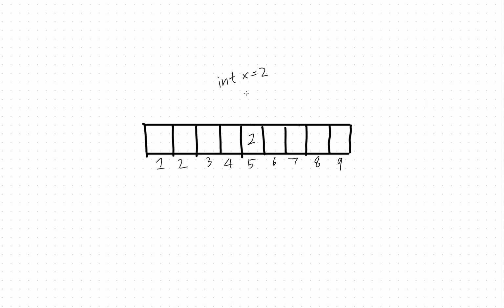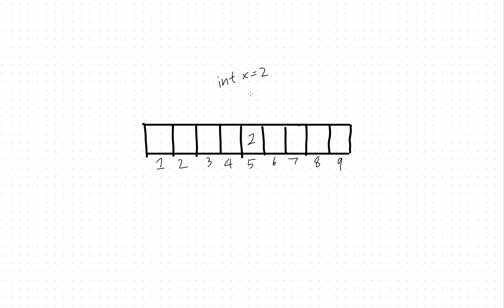So of course, if you access the variable x somewhere else, maybe in an expression like x plus 1, what it does is basically go to location 5, find the value 2, and then add it with, for example, 1.